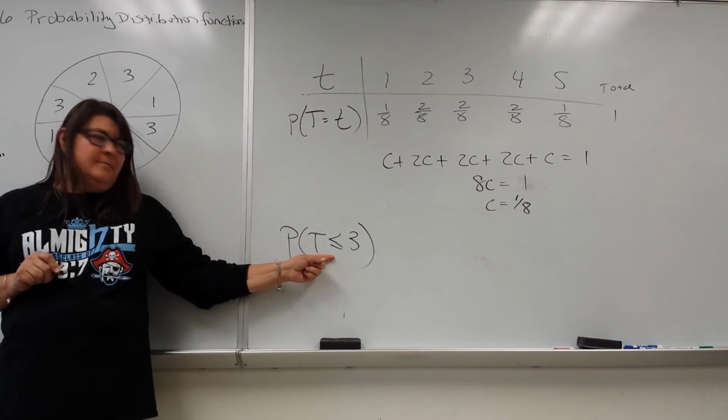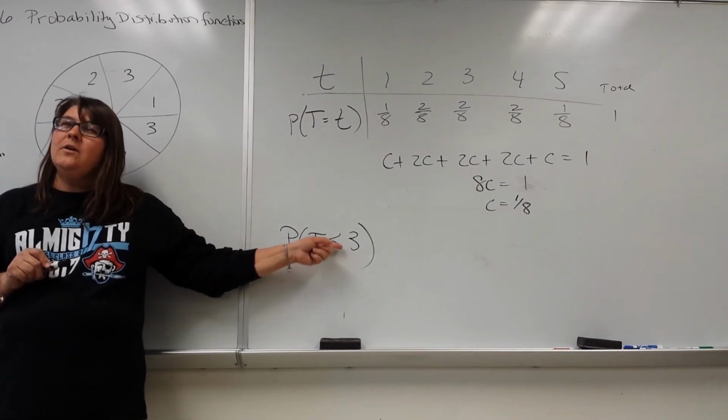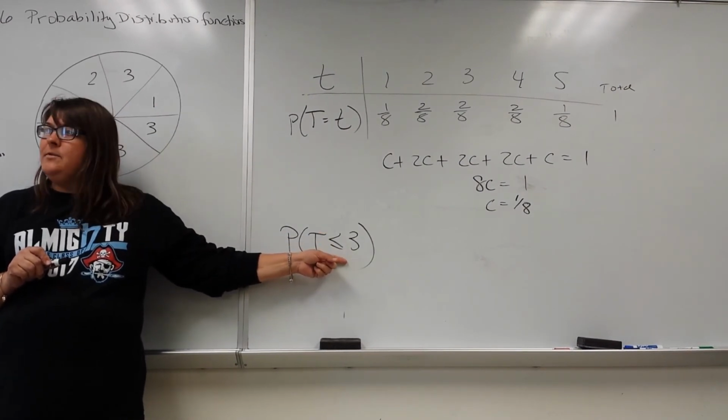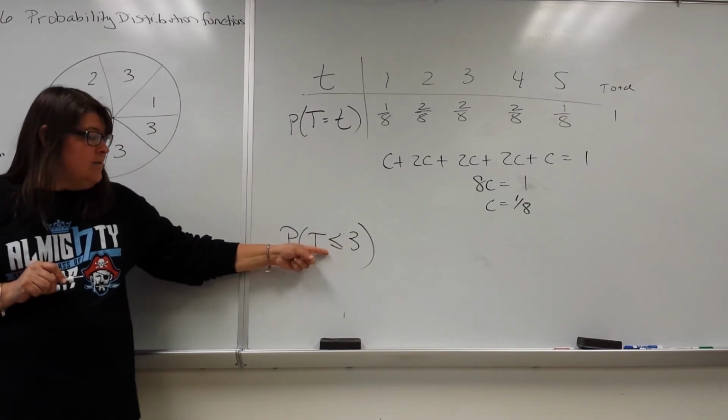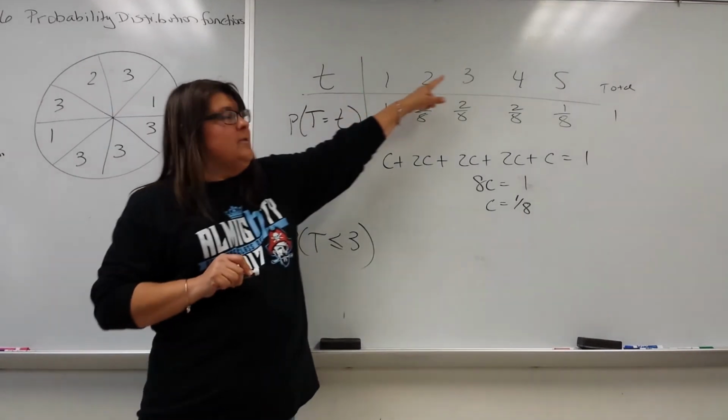Less than or equal to 3. So tell me what numbers fall in that category. 0, 1, 2, 3. Right, so in this case, what are they? 1, 2, and 3.